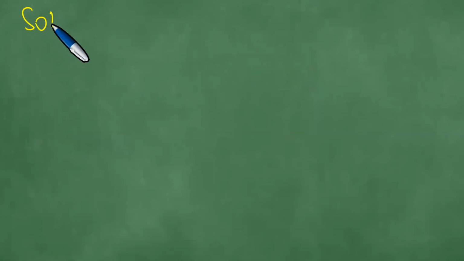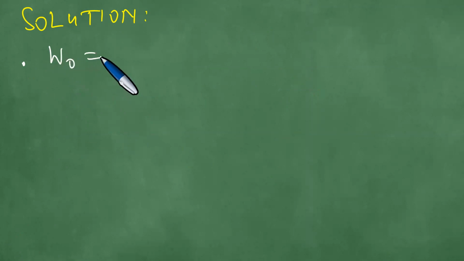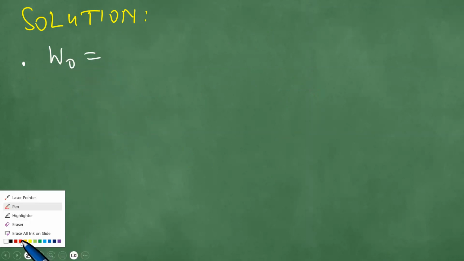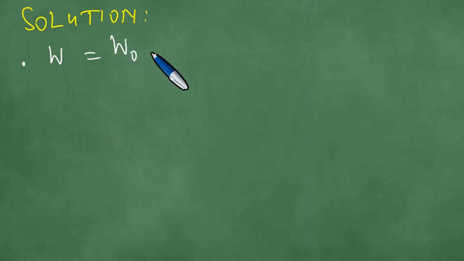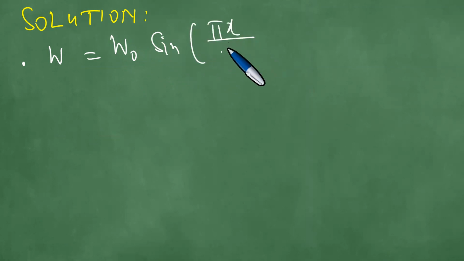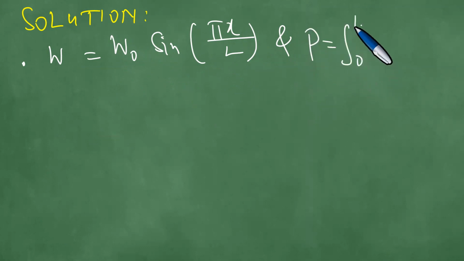Let's look at the solution to the load and beam problem. Look, there are a couple of things that remain pivotal here, and they are extremely important for us to consider. We note that W alone is W0 sine of pi x over L, and P is the integral from 0 to L of W dx.